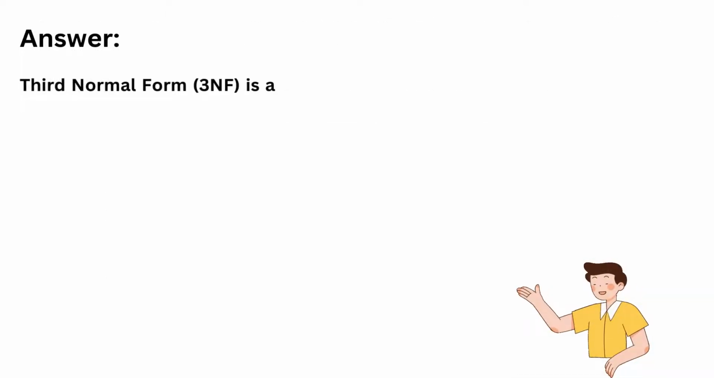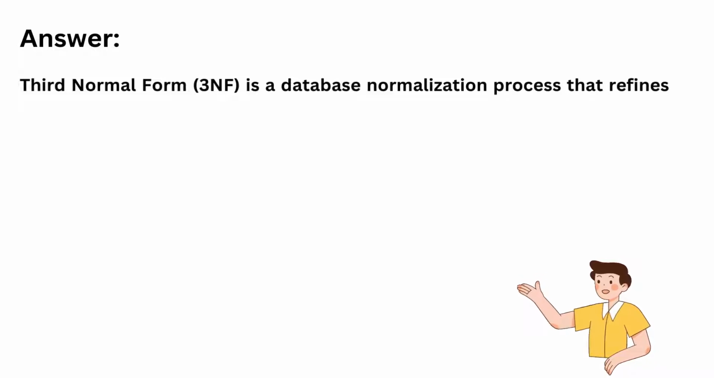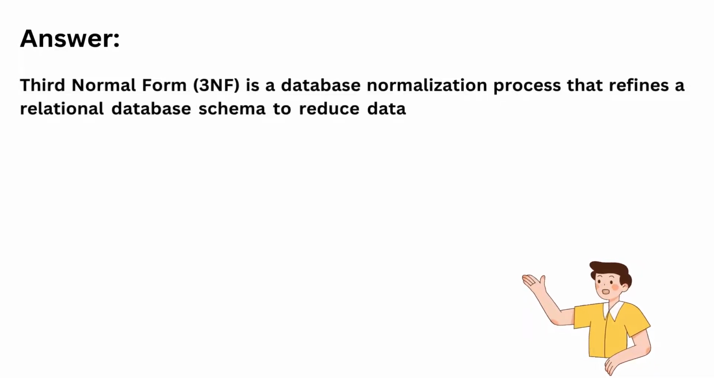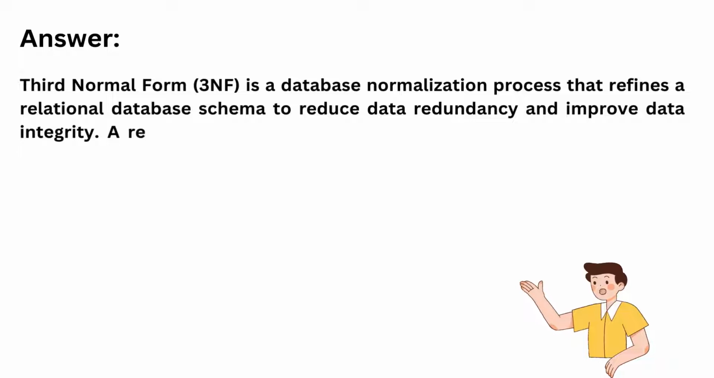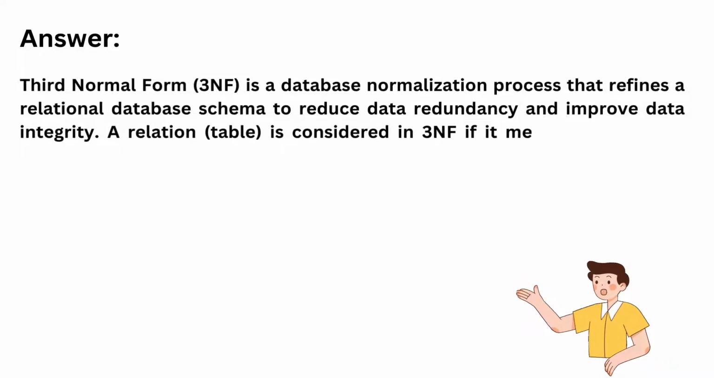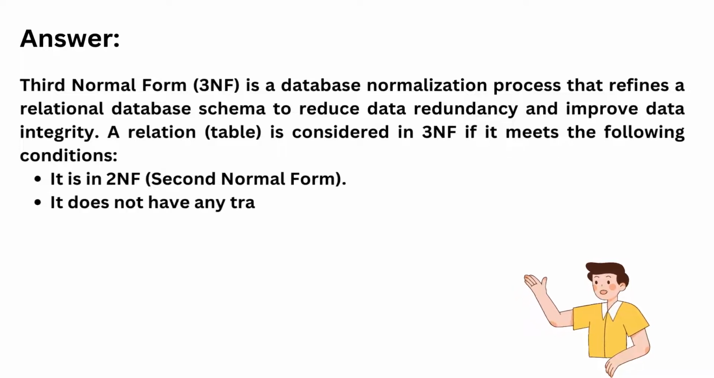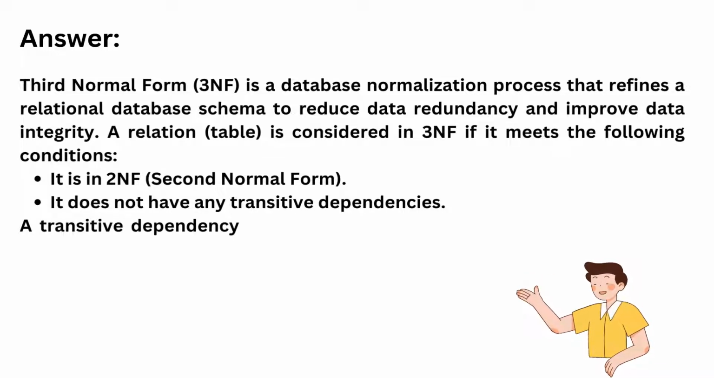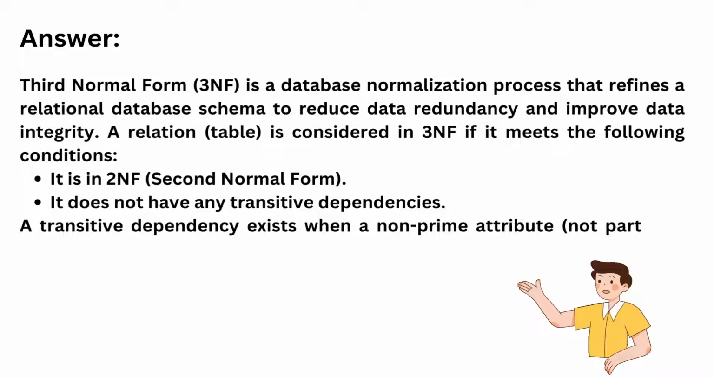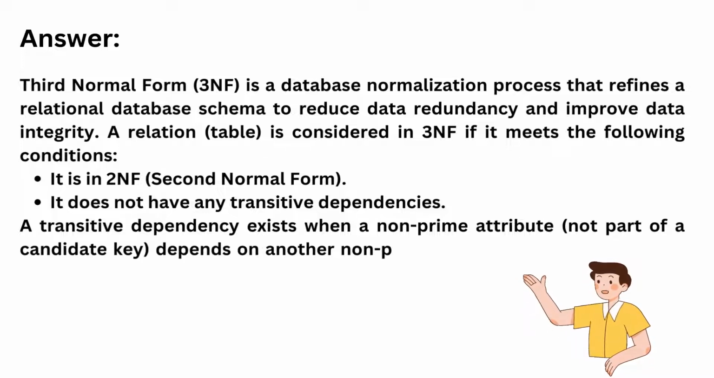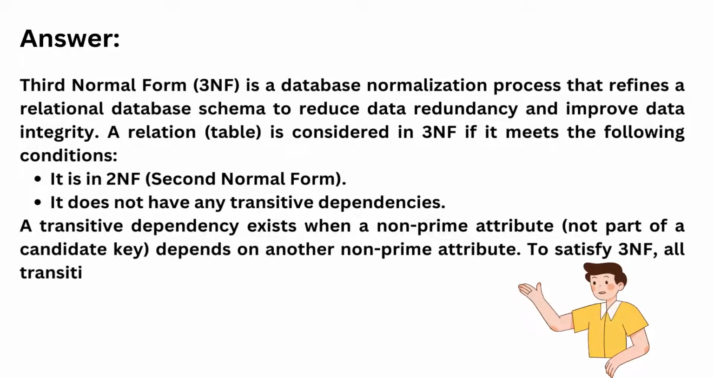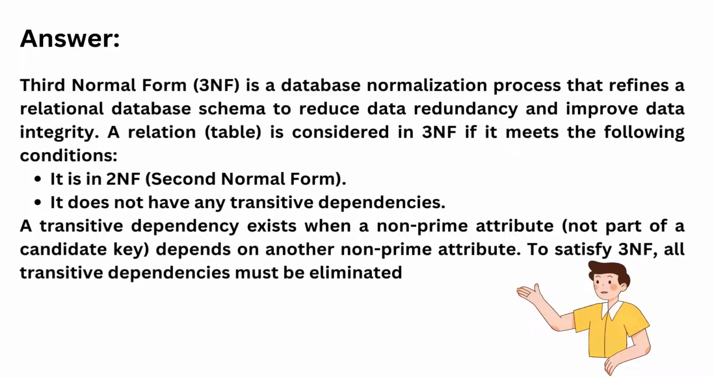Third normal form is a database normalization process that refines a relational database schema to reduce data redundancy and improve data integrity. A relation is considered in 3NF if it meets the following conditions: it is in 2NF and it does not have any transitive dependencies. A transitive dependency exists when a non-prime attribute depends on another non-prime attribute. To satisfy 3NF, all transitive dependencies must be eliminated.